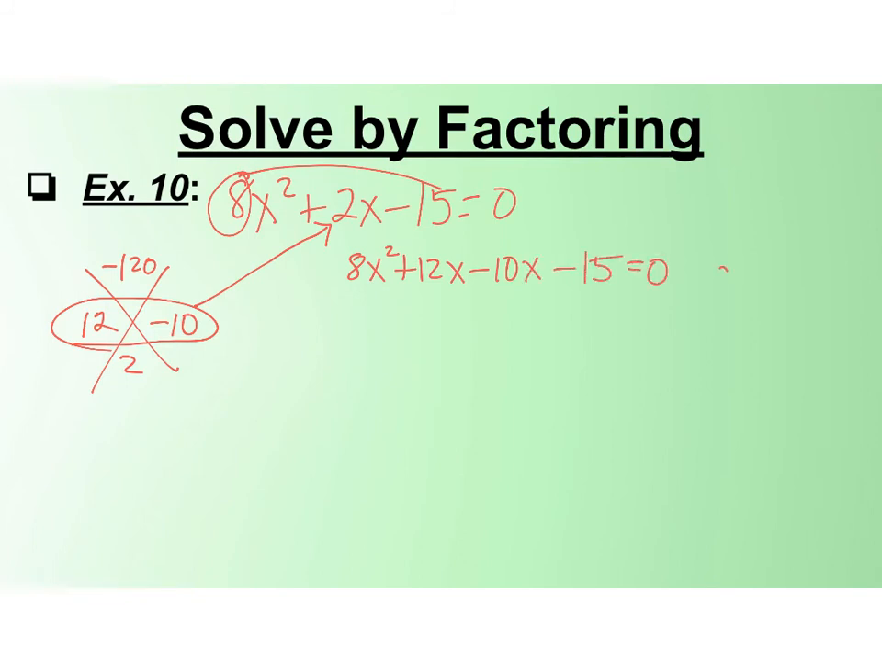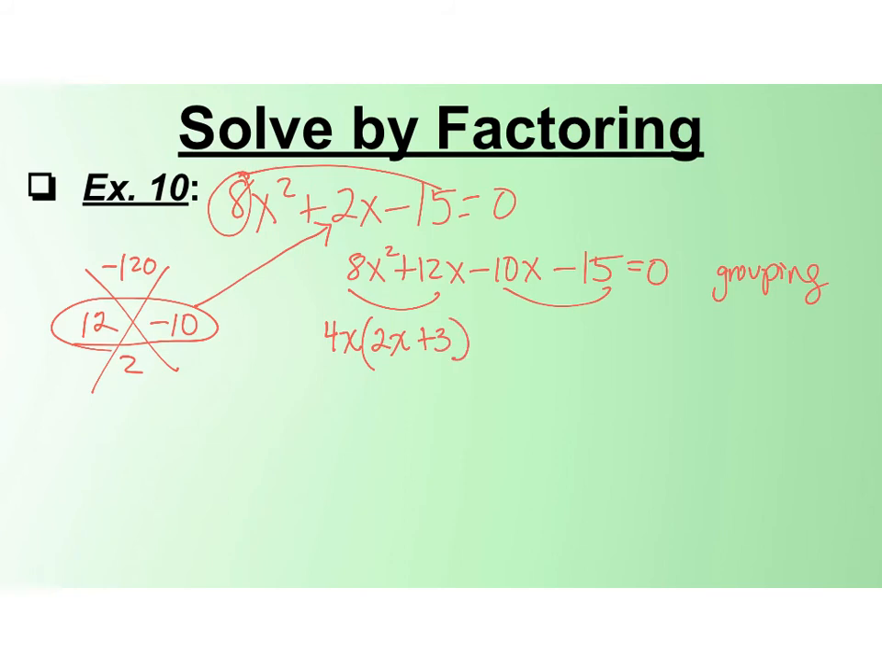Now we have 4 terms, so we can rely on factor by grouping. So I'm going to group the first two and the last two, and I'm going to take the GCF out of each pair. So I can take out a 4x. Remember, when I say take out, it means I'm factoring it out, which means division. So 8 divided by 4 is 2. X squared divided by x is x. And then I had a 12x. I'm dividing by 4x, so I have plus 3.